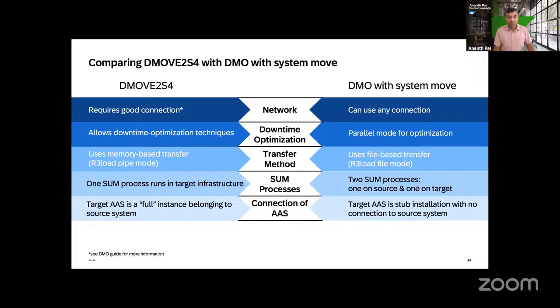And yeah, you talk about the SUM process. We have just one process that is running for the entire system. Whereas in the DMO with system move, you have two processes. One is running in the source data center, one is in the target data center. And when we talk about DMO to S/4, we are talking about an additional application server, which is connected to your source environment, and then it switches to the target version in the cloud.